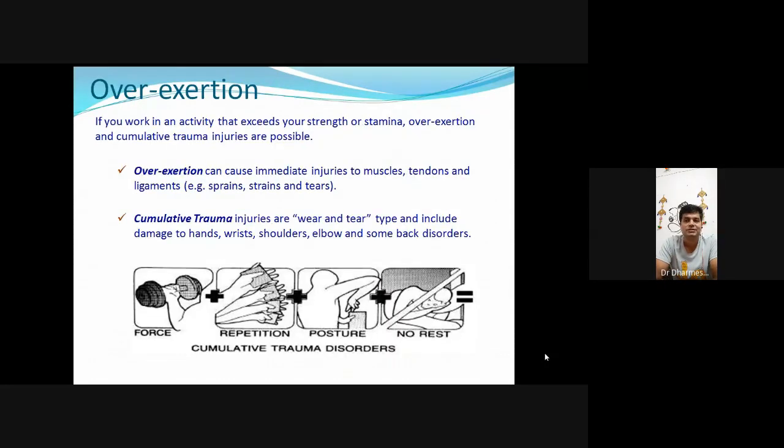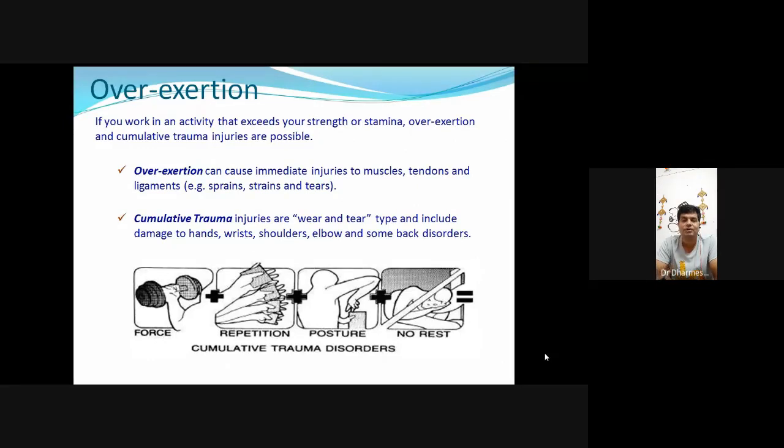Next comes over-exertion. If you work in an activity that exceeds your stamina or strength, over-exertion and a cumulative form of injury are possible. As I said, whenever there is over-exertion of work, whether we are doing any teaching activity or any lifting or bending activity, it should not be over-exerted. As an ergonomist, I will explain in my coming slide what happens when we are exceeding our work.